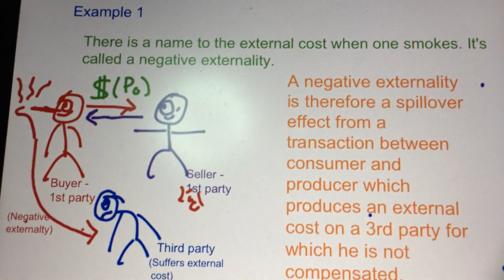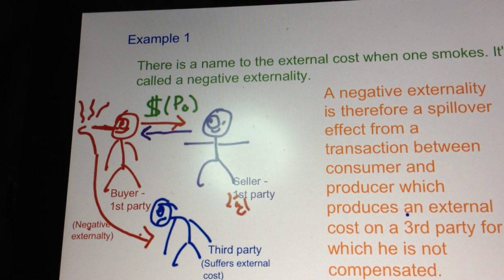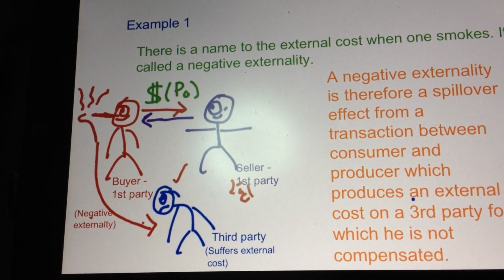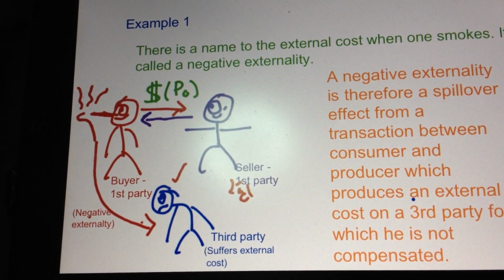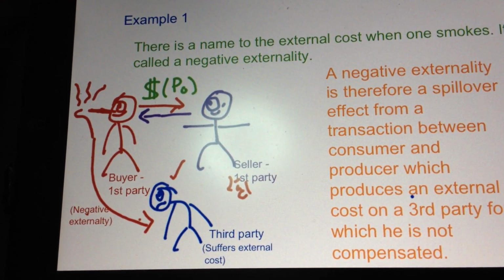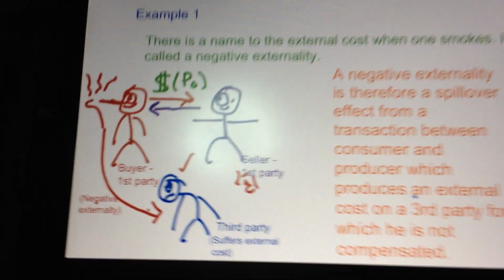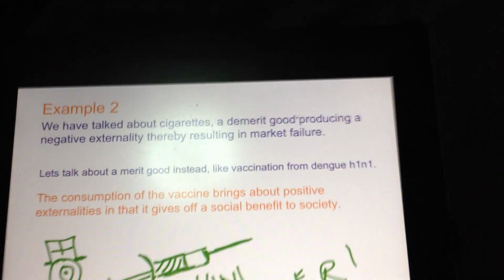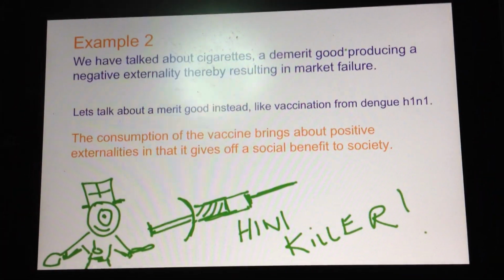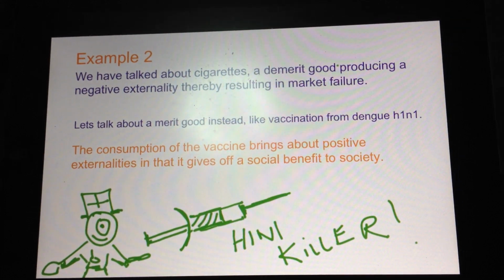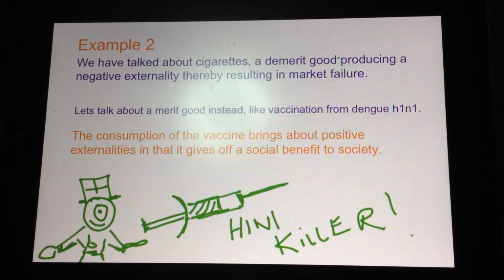So as you can see, smoking gives off this negative externality, and the third party here is suffering. His medical cost is not being compensated for, and that's due to the negative externality that is suffered by the third party. So we've been talking about the negative externality all this time, about smoking. How about I talk about something else?